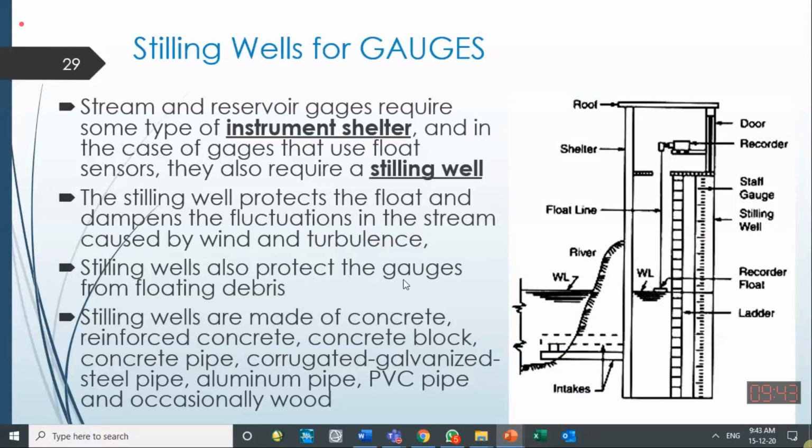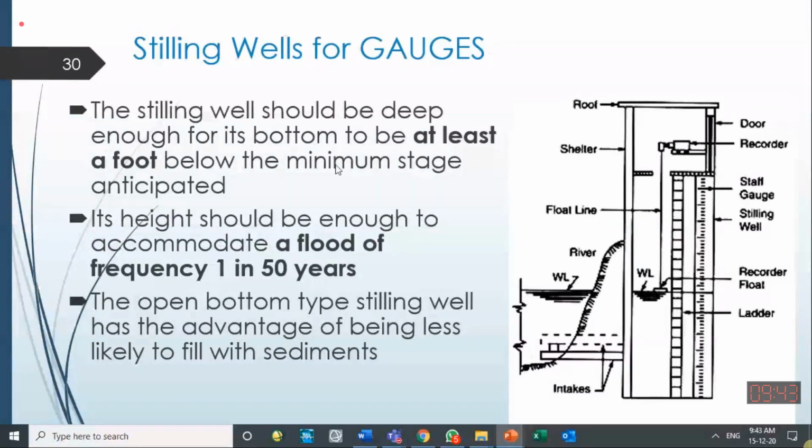Stilling wells protect the gauges from floating debris. One of the benefits of a stilling well is that no debris will come over here. No waves will be there. They are made of different kinds of material: concrete, masonry, aluminum pipes. The stilling well should be deep enough for its bottom, already informed to you. They should be sufficiently high so that the highest flood expected over there, at least a 1 in 50-year flood, should be accommodated within this stilling well. It should not be overflown for normal floods, which come every 2-3 years. It should not be overflown.